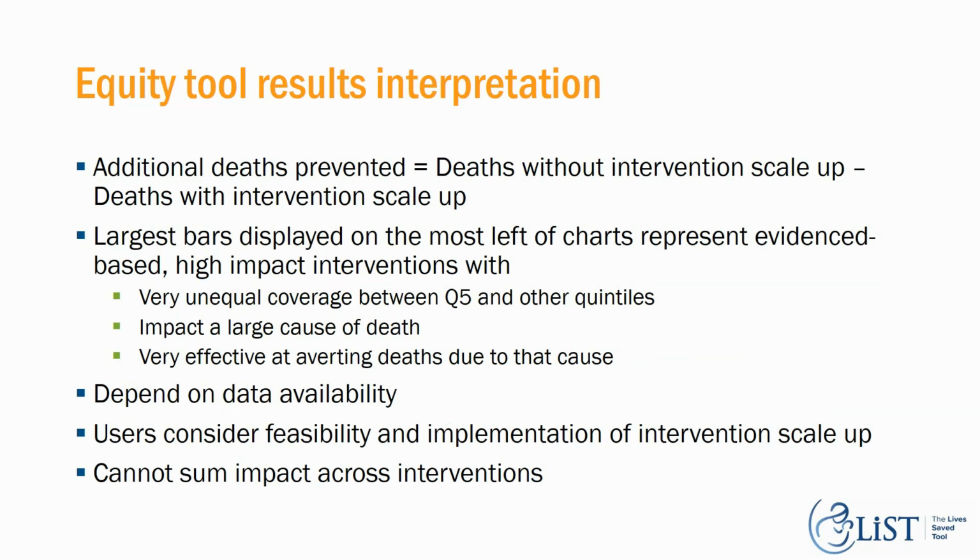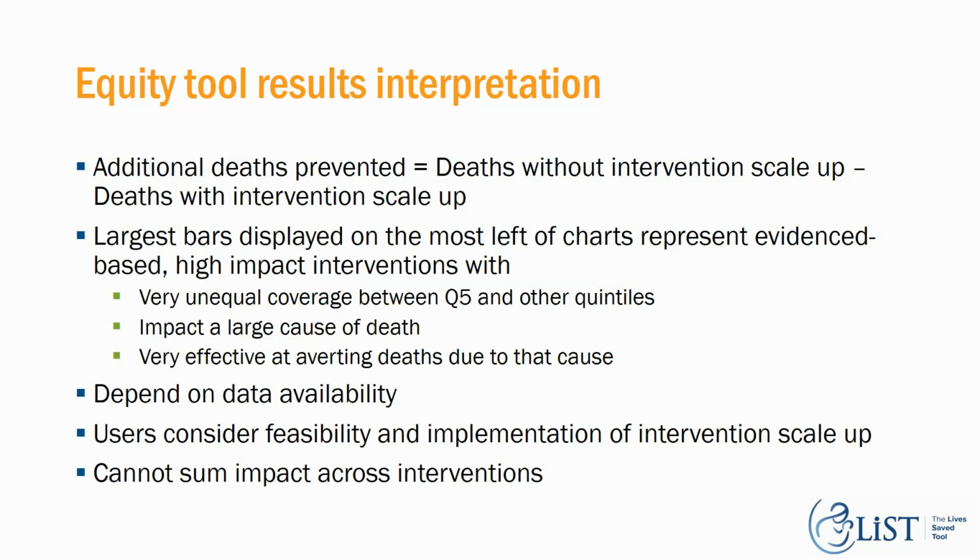And in terms of the results that are outputted from the equity tool, it shows the number of additional deaths prevented, meaning the number of lives saved, essentially. And that corresponds to the number of deaths without the intervention scale-up minus the number of deaths with that intervention scale-up. So essentially, the difference between what would happen if we changed nothing at all as compared to what would happen if we scaled this one intervention up to the coverage of the highest wealth quintile.